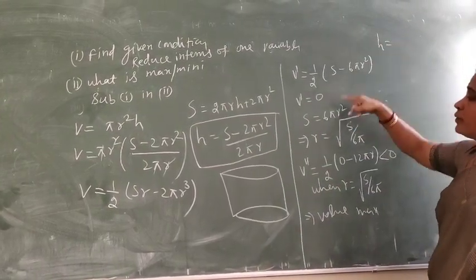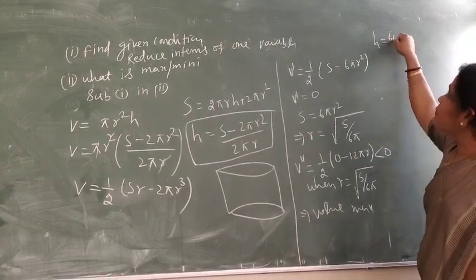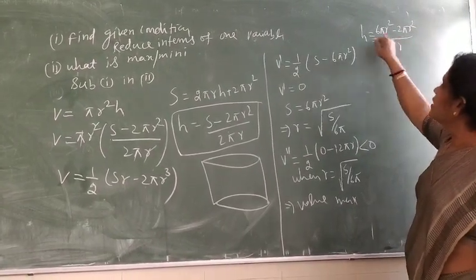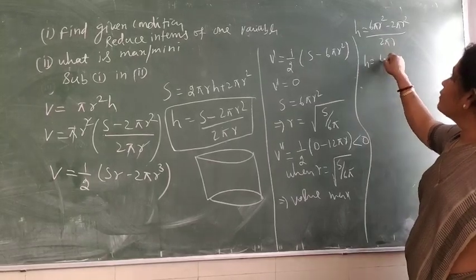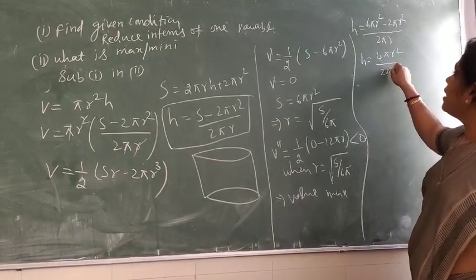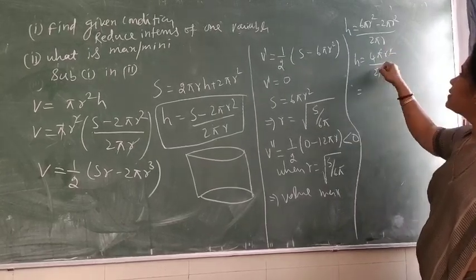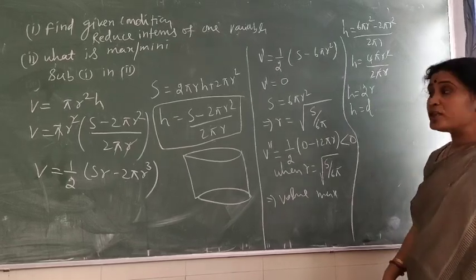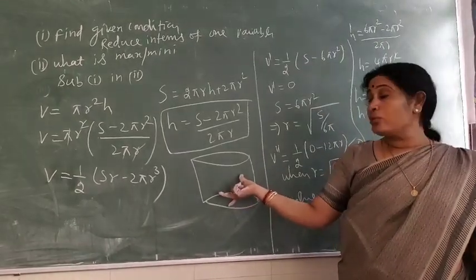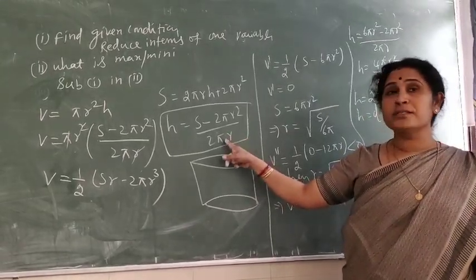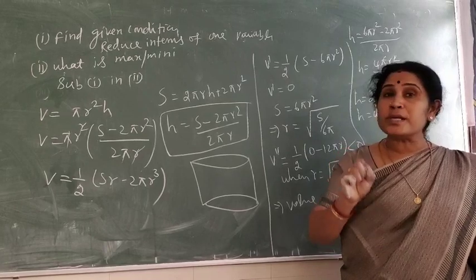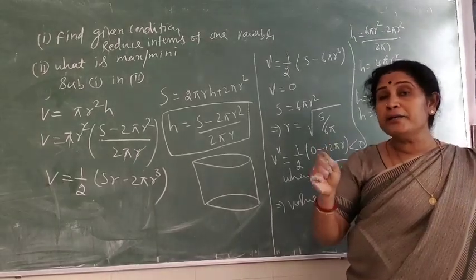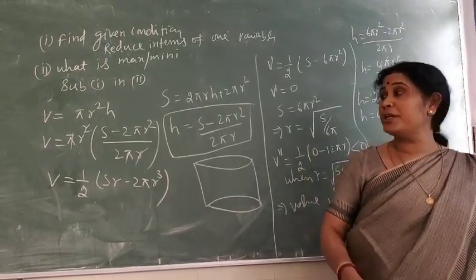So therefore h is equal to, if I substitute s as 6 pi r square, (6 pi r square minus 2 pi r square), the whole upon 2 pi r. So h is equal to 4 pi r square, the whole upon 2 pi r. Pi cancels, r cancels, so h is equal to 2r, that means h is equal to the diameter. So what is the question? Of all closed cylindrical cans of a given surface, volume is maximum when the height of the cylinder equals the diameter of the base.